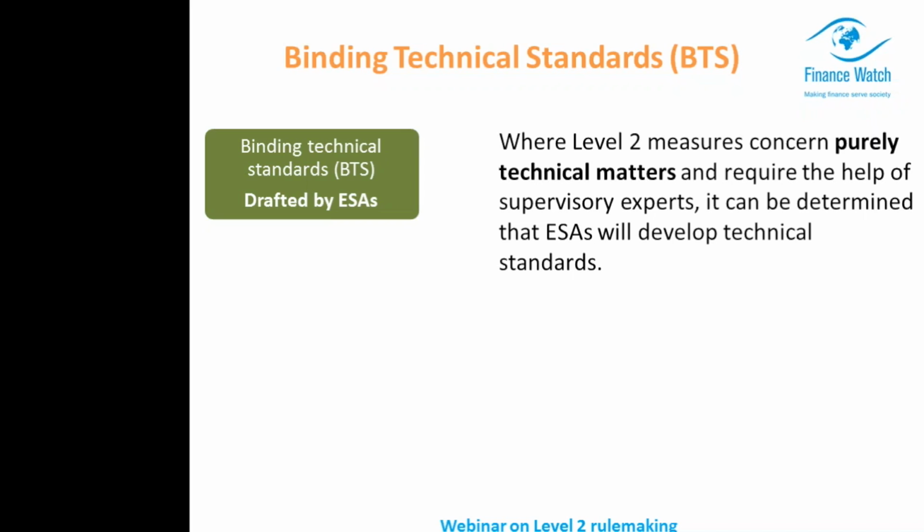And Level 2, in the form of binding technical standards, can only apply to technical matters, so there should be no strategic choices or policy choices, and the wording should be limited by the wording that is in the legislative act, so the framework legislation.